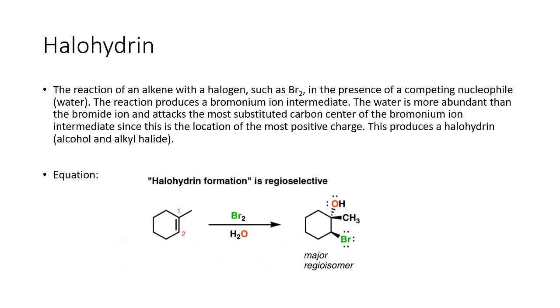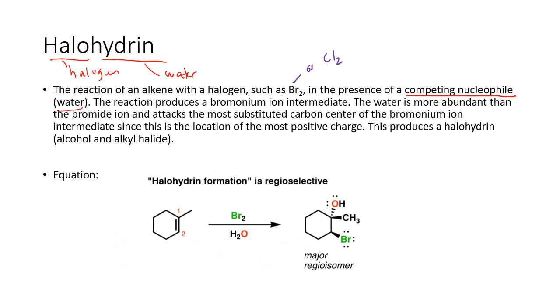Next, we're going to cover some reactions that are derivatives of the halogenation reaction that we just went through, either using bromine or using chlorine as our halogen. Now we're going to introduce a competing nucleophile. So look at the name of this reaction. It's called halohydrin. So halo is for halogen. Hydrin, or hydration, we said was for water. So our competing nucleophile in this reaction is going to be water.